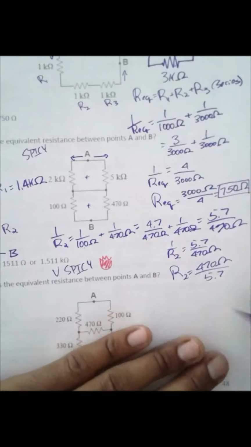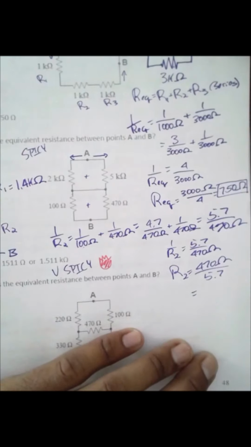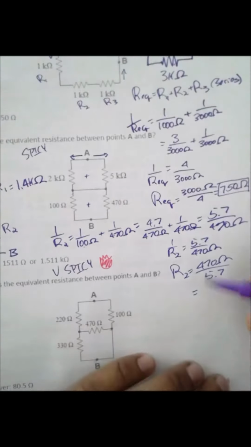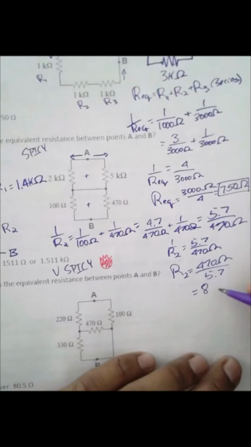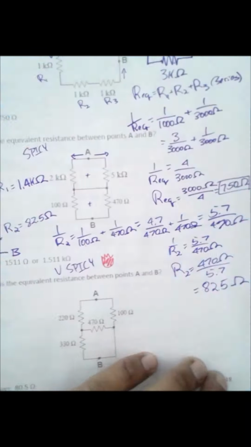So what that means is that we've found R2 right over here. Easy money. Let's see, 470 divided by 5.7 gives us around 82.5 ohms. So R2 is equal to 82.5 ohms.